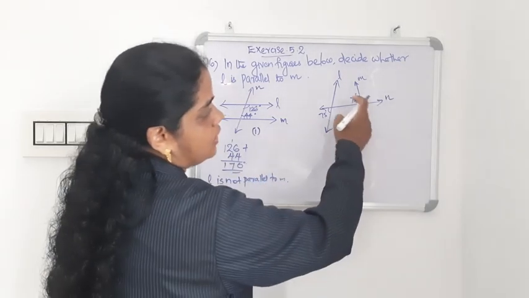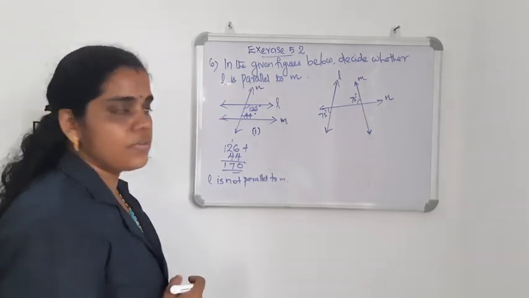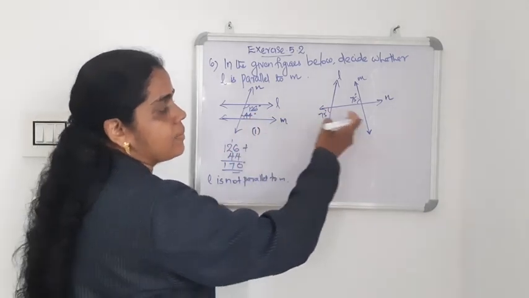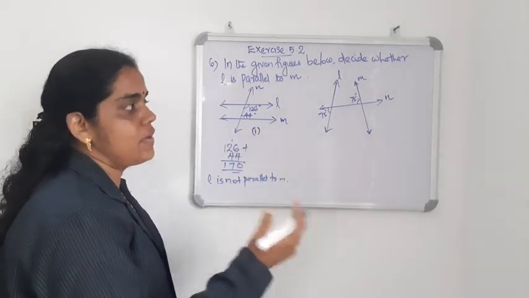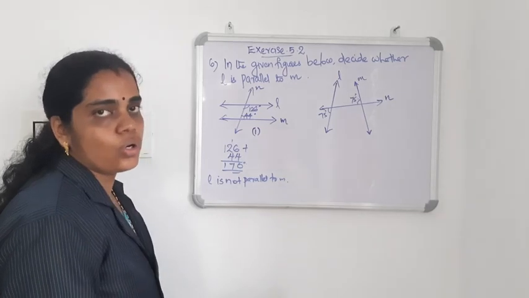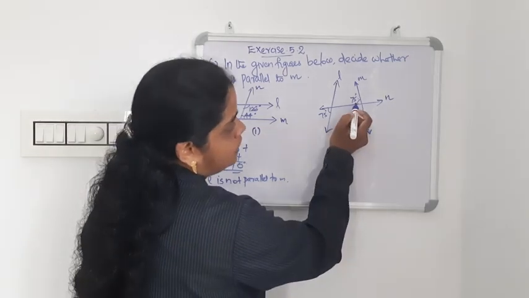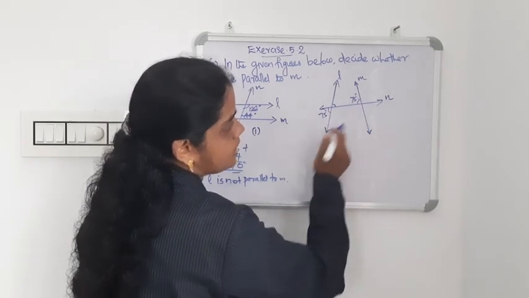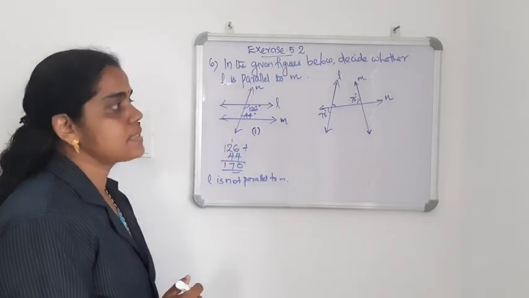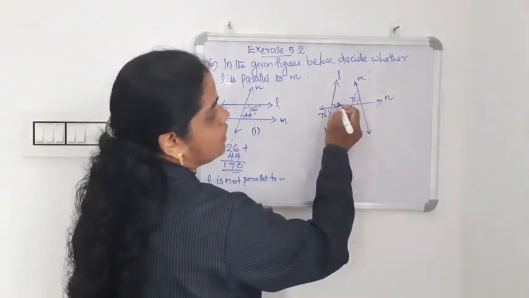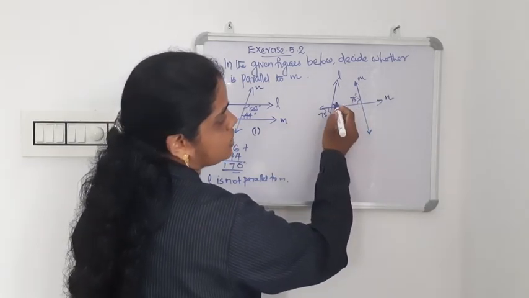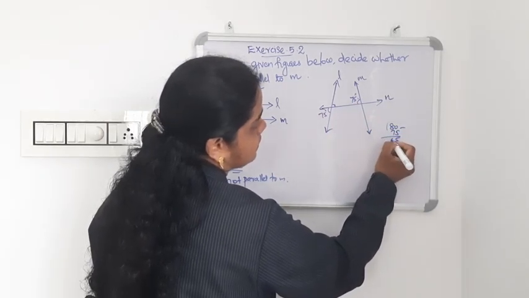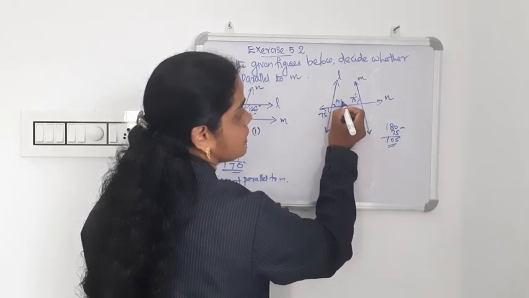Second question. Here 75 degrees is given, and here also 75 degrees is given. In this picture it looks like parallel lines, but here it is not. Anyway, we can check whether it is parallel or not. If it is 75 degrees, what will be this angle? It is on the same side of the transversal, so that must be 180 degrees. So this angle will be 180 minus 75, that is 105 degrees.